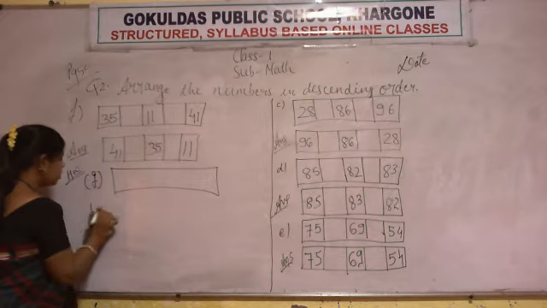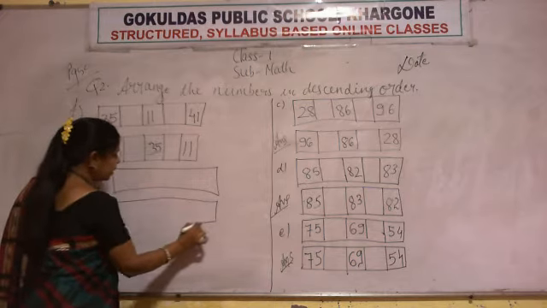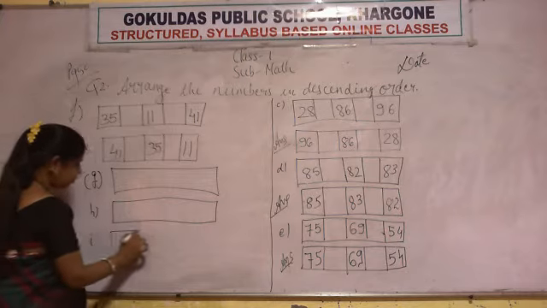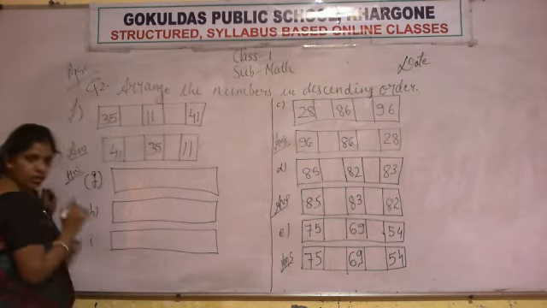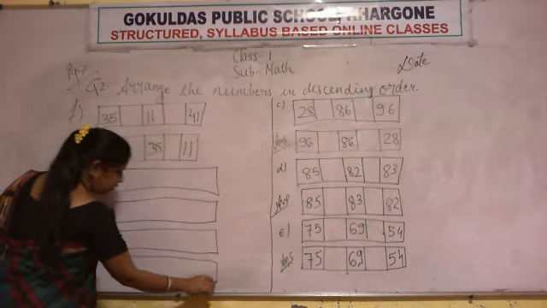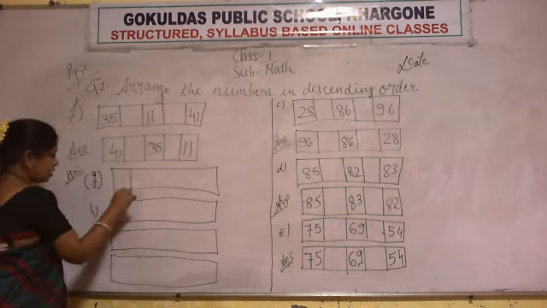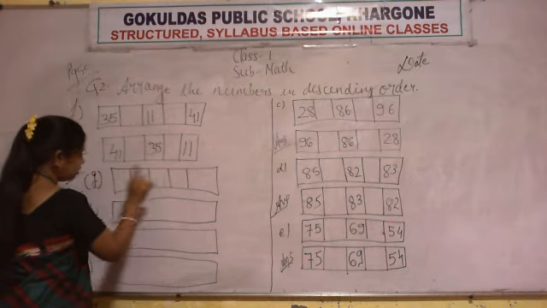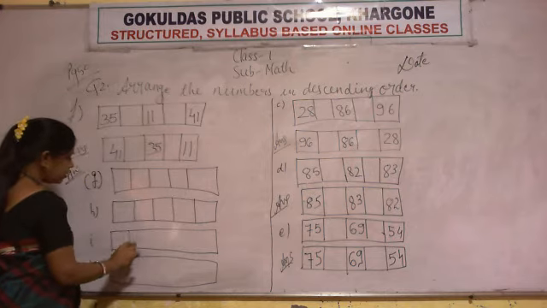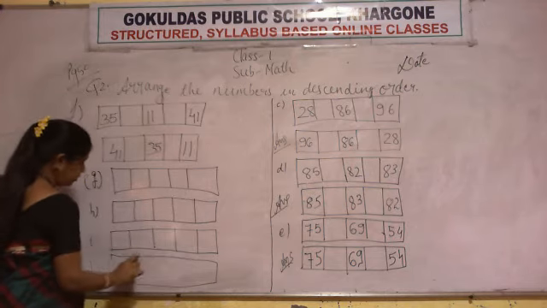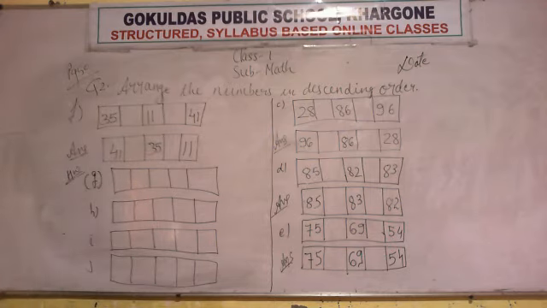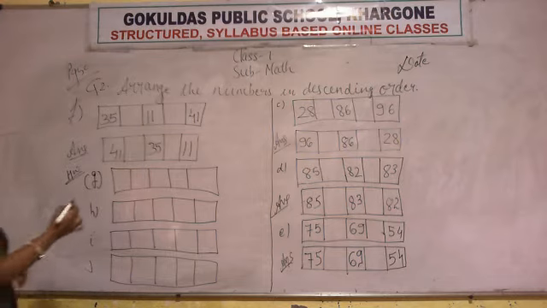So you arrange these numbers in descending order. And one more question, G. I am writing 4 questions here. So these are the 4 homework questions. You have to arrange the given numbers in descending order, that means from bigger to smaller. Okay, start writing the homework questions.